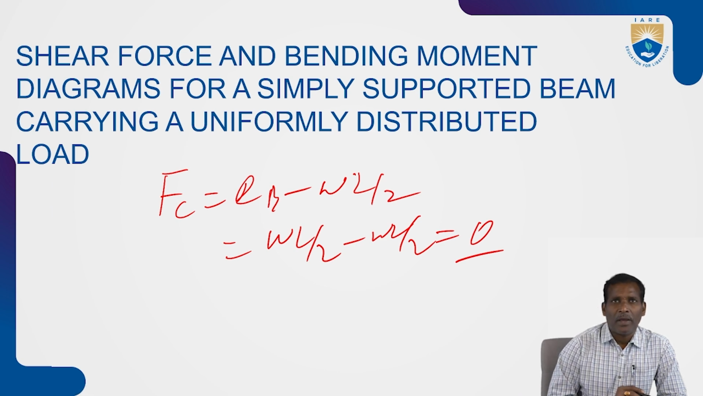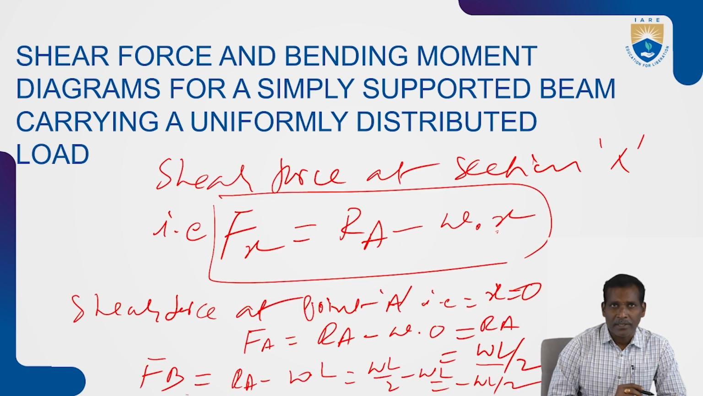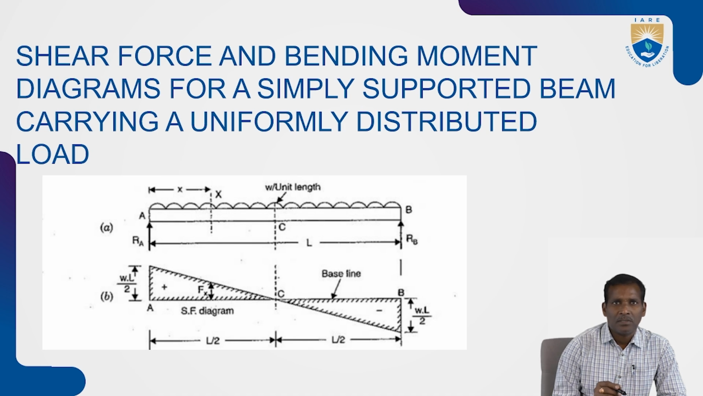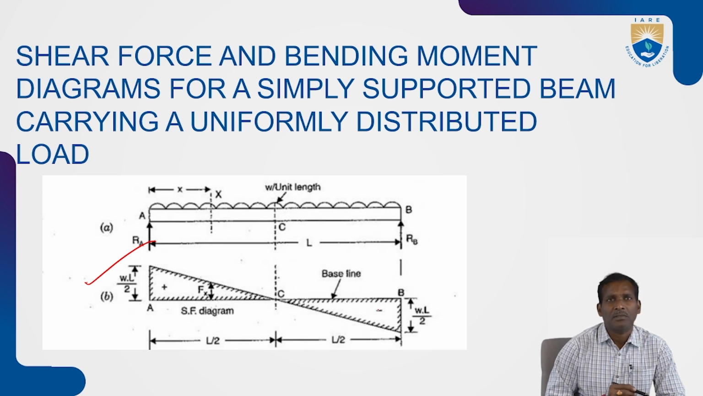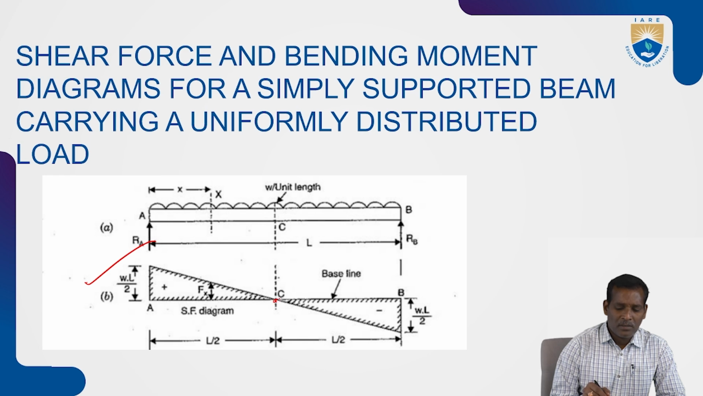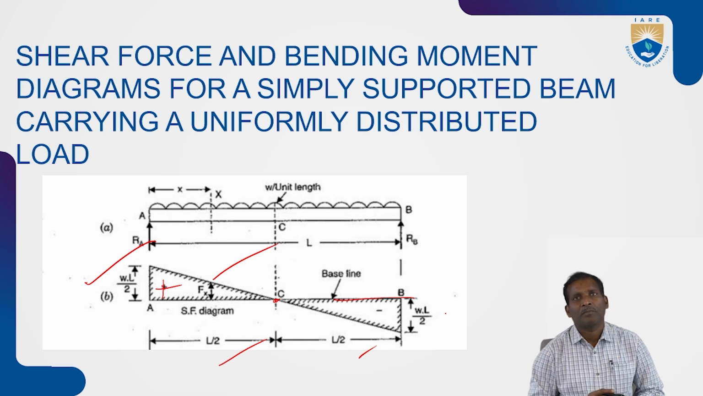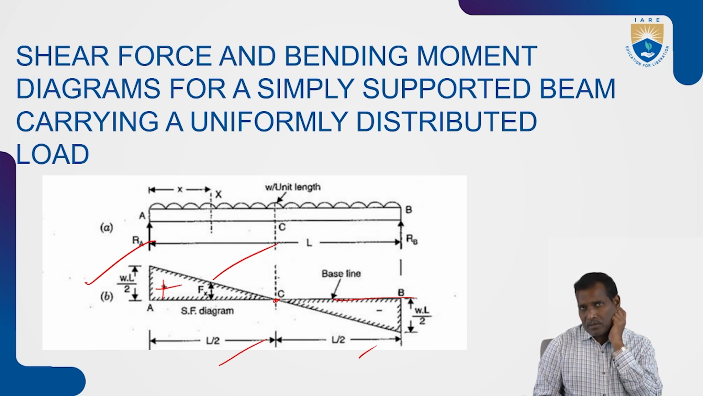So now, according to the calculated values, draw the shear force diagram. It follows a straight line law. See the diagram here: WL by 2, RA positive, and negative minus WL by 2. It changes its sign. There is no shear force at the middle, 0. Negative values are below the baseline and positive values above the baseline. This is regarding the shear force diagram.